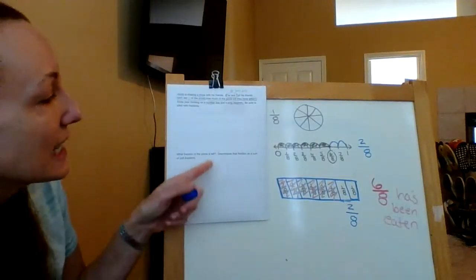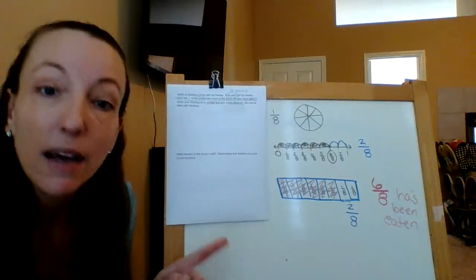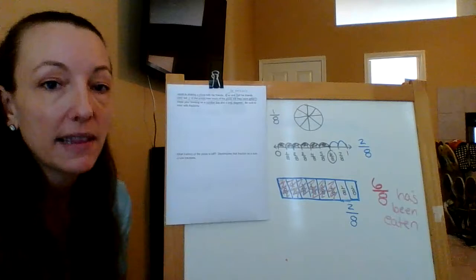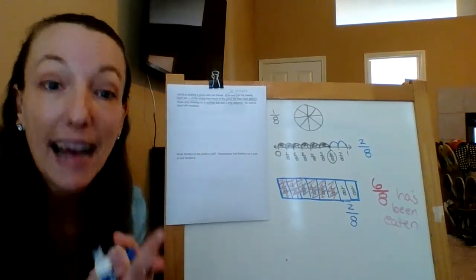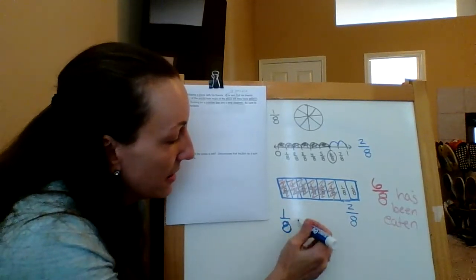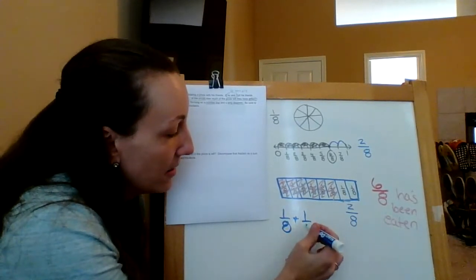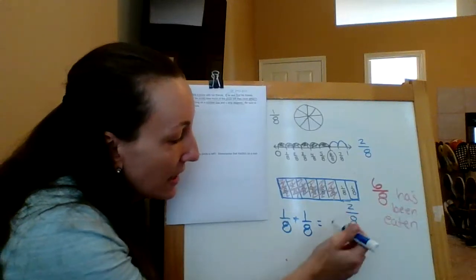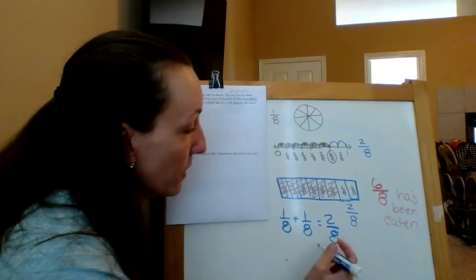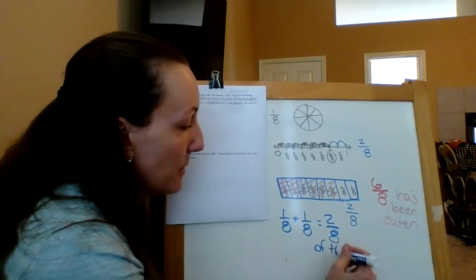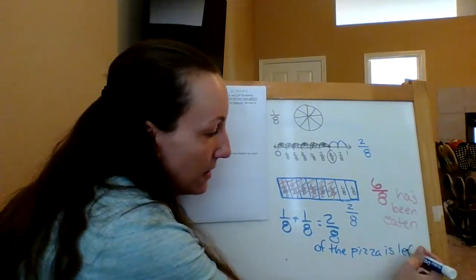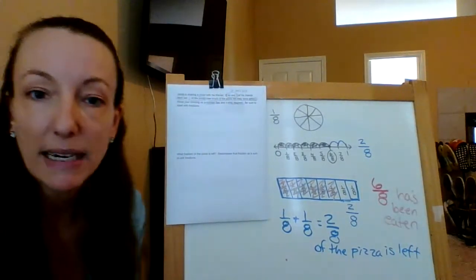And then it says decompose that fraction as a sum of unit fractions. And it's really easy to see looking at this strip diagram what that means. Remember, sum means that we're going to add. So that means we're going to add this 1/8 plus this 1/8. And when we put them together, it equals the 2/8 that are left over. So 2/8 of the pizza is left. Right? Does that make sense?